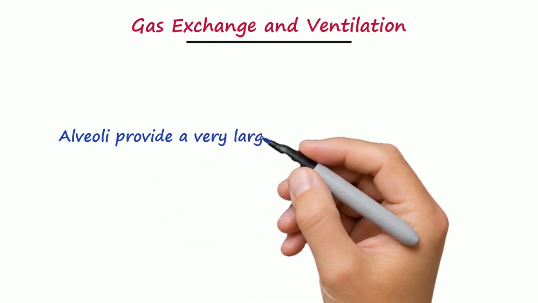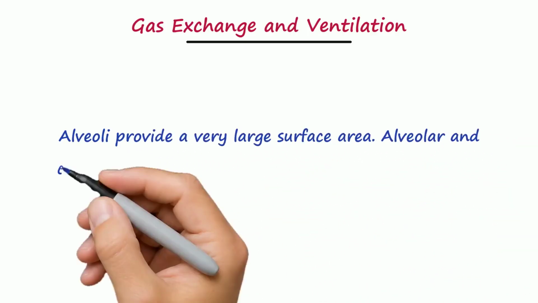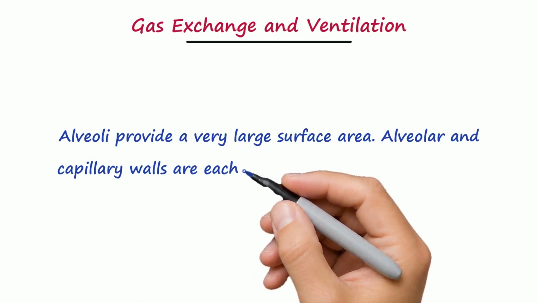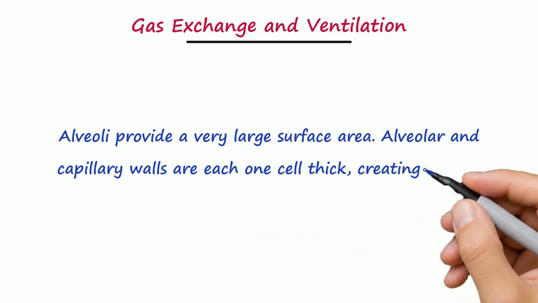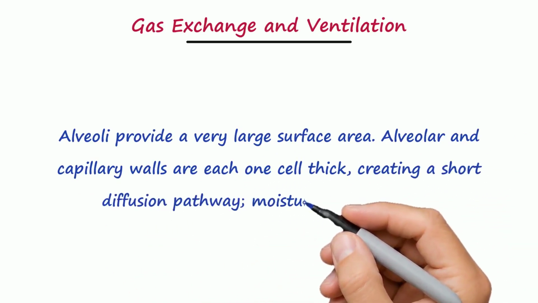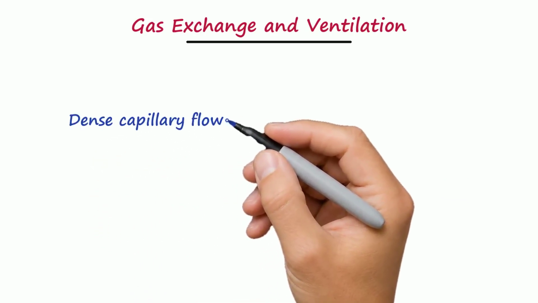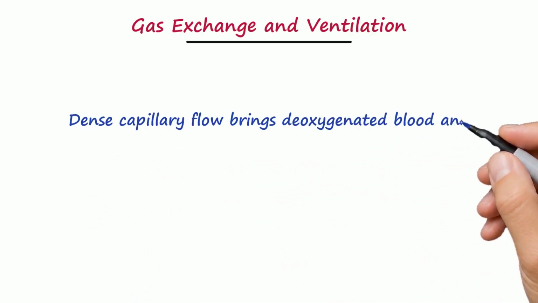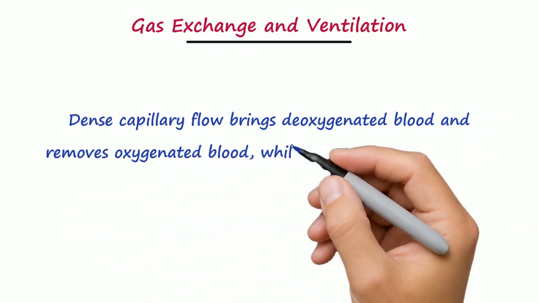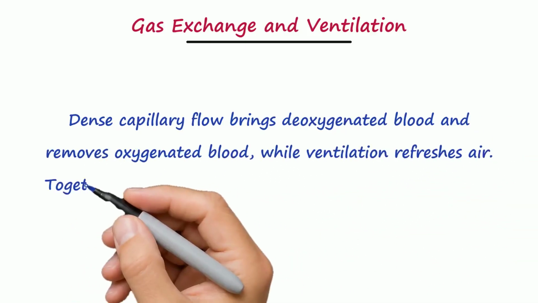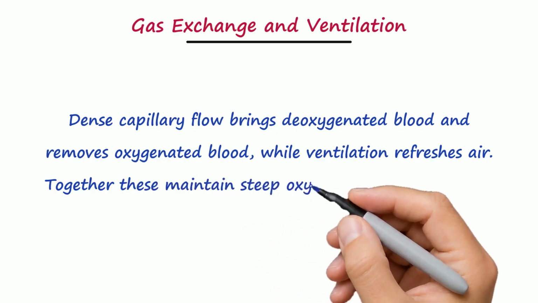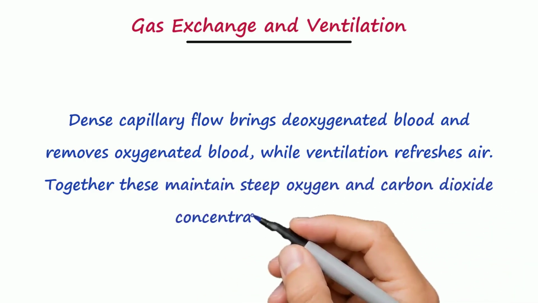Alveoli provide a very large surface area. Alveolar and capillary walls are each 1 cell thick, creating a short diffusion pathway. Moisture dissolves gases. Dense capillary flow brings deoxygenated blood and removes oxygenated blood, while ventilation refreshes air. Together these maintain steep oxygen and carbon dioxide concentration gradients.